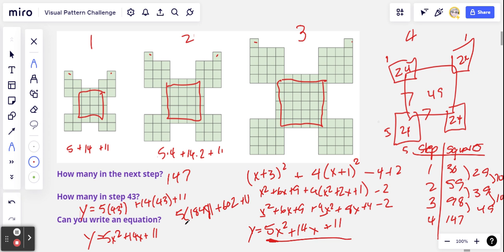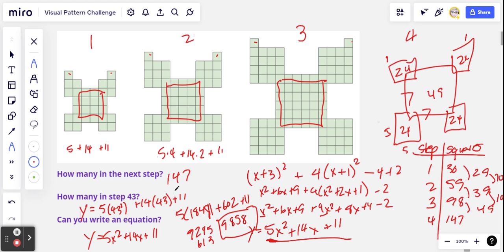And then 5 times 1849 is 9245, and plus 613. I think I'm getting 9,858. So step 43 should have 9,858 squares.